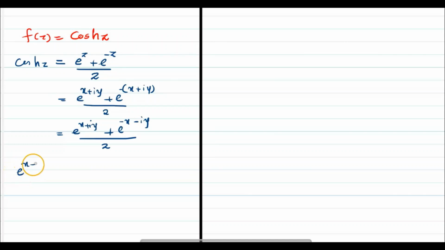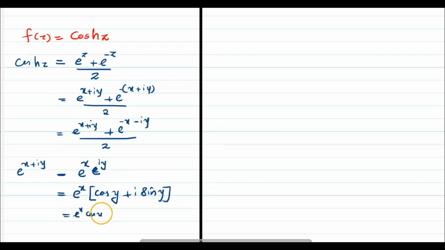We can write e^(x+iy) as e^x times e^(iy). Okay. e^x, e^(iy). We write e^(iy), we know that this is cos y + i sin y. So this is e^x cos y + i e^x sin y.